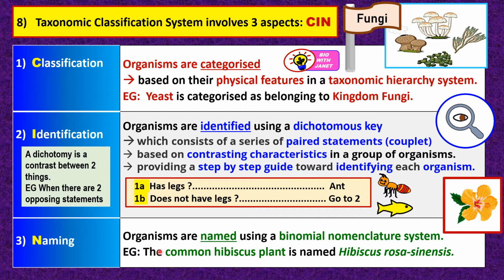Now, naming. Organisms are named using a binomial nomenclature system. So the common hibiscus plant is named Hibiscus rosa sinensis. This is the scientific name for the hibiscus plant. Every organism is named by using the name of the genus and the name of the species. We will find out more about identification and naming in the coming topics.